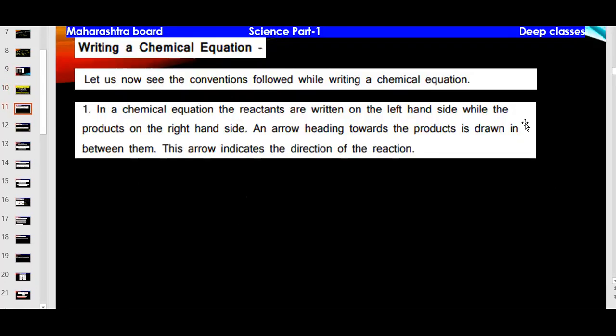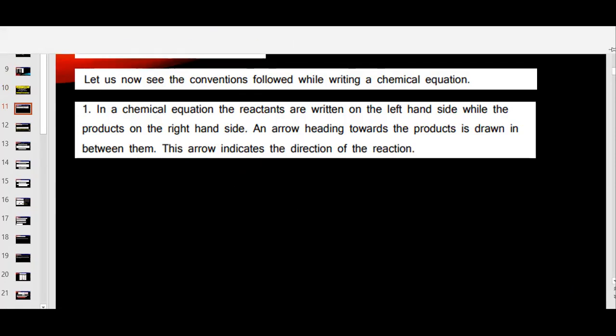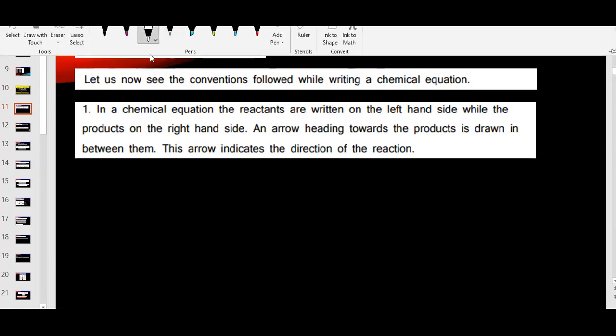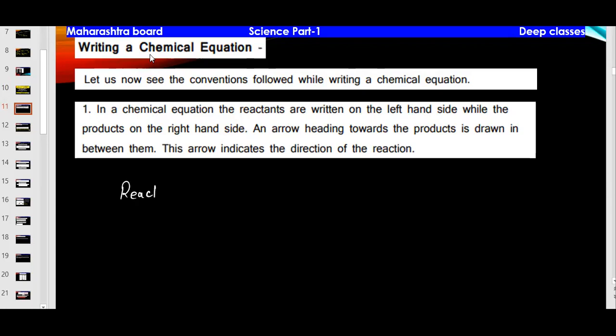Writing a chemical equation. There are some conventions you have to follow while writing a chemical equation. Okay, so there are some rules we have to follow. For example, the first point here is in a chemical equation, the reactants are written on the left hand side while the products will be written on the right hand side. So always remember we write reactants on the left. This is our left side and the products will be on the right side.